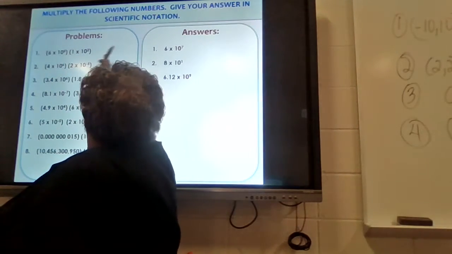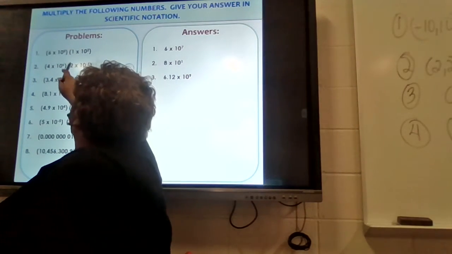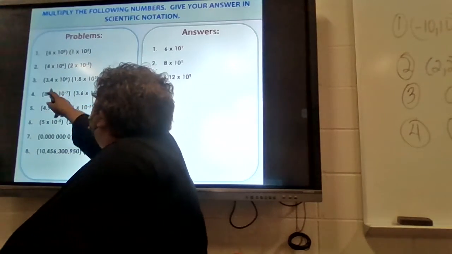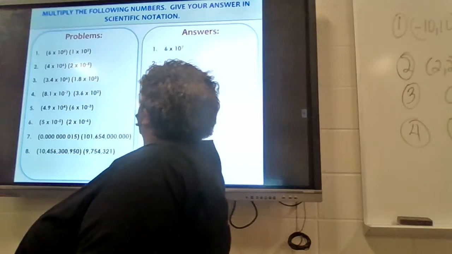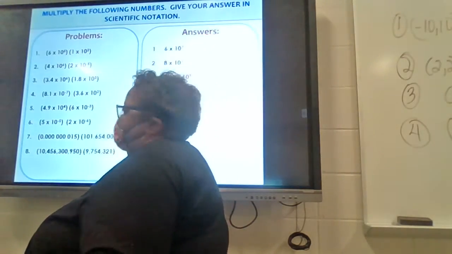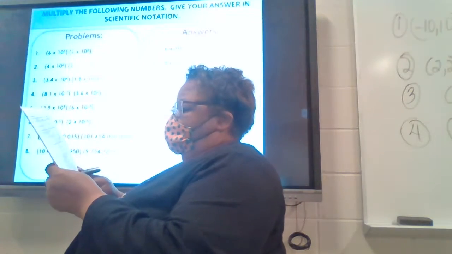So 6 plus a -5 would give me 1. 4 times 2 gives me 8. 3.4 times 1.8 gives me 6.12. 6 plus 3 gives me 9. Now, let's look at number 4.